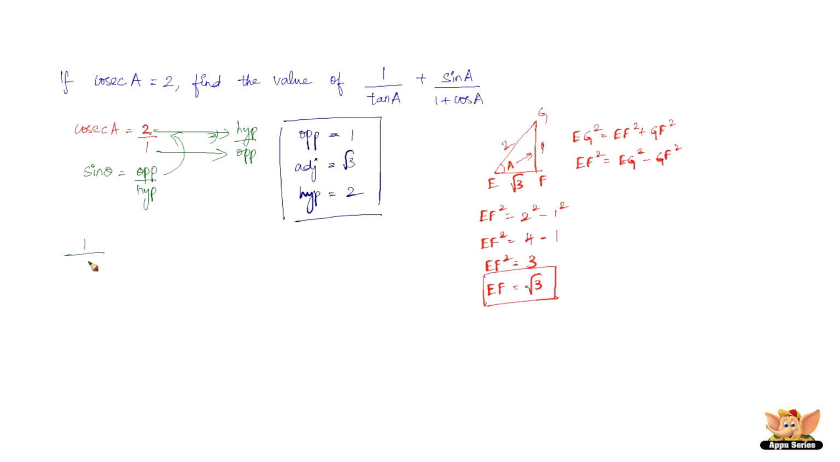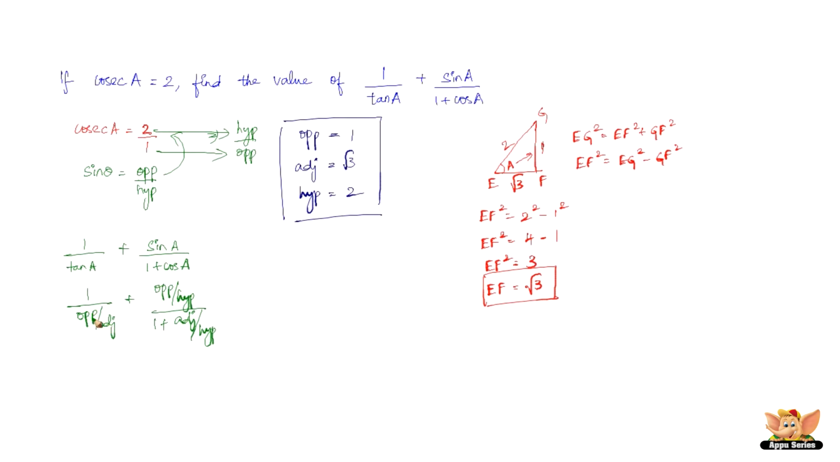So we have, let's write this down again here, 1 by tan A plus sin A by 1 plus cos A. So now 1 by, what's tan A? Tan A is nothing but opposite by adjacent, plus sine is nothing but opposite by hypotenuse, and 1 plus cos is nothing but adjacent by hypotenuse. So now we've got tan as opposite by adjacent. So 1 by a fraction is nothing but the reciprocal of the fraction.